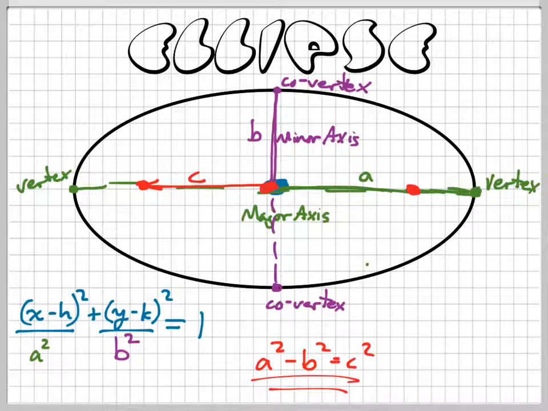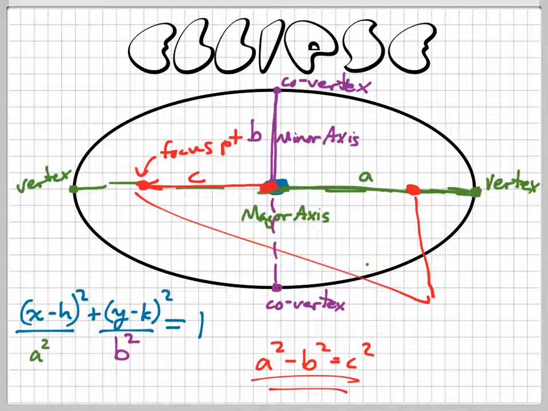Foci is plural. Foci is plural for focuses. This is a focus. Focus point. But if you're talking about both of them, then you're going to say, these are foci.